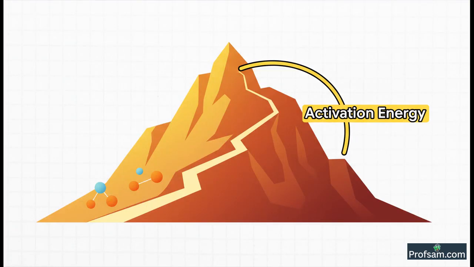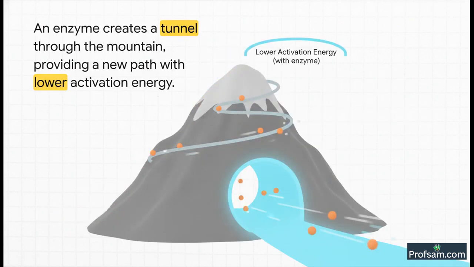For any chemical reaction to even start, the molecules, the reactants, they need a certain minimum amount of energy. It's like they need to climb a huge mountain to get to the other side. This energy mountain has a name. It's called the activation energy. So what does the enzyme do?